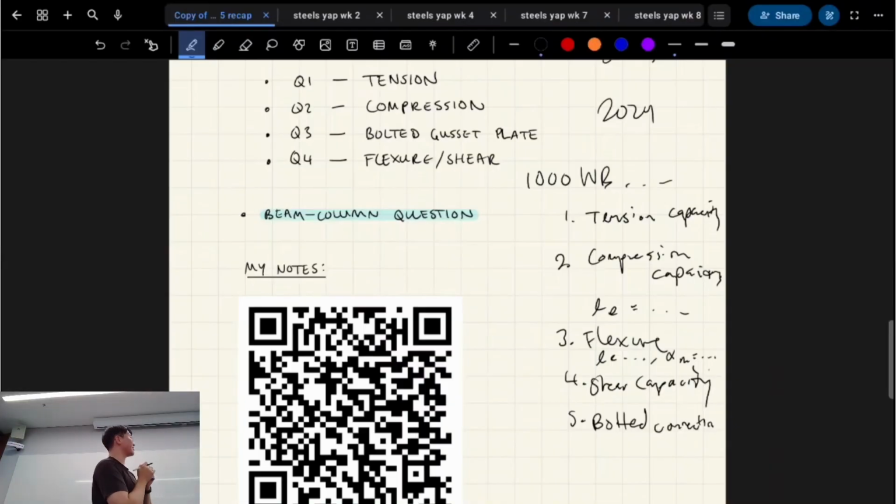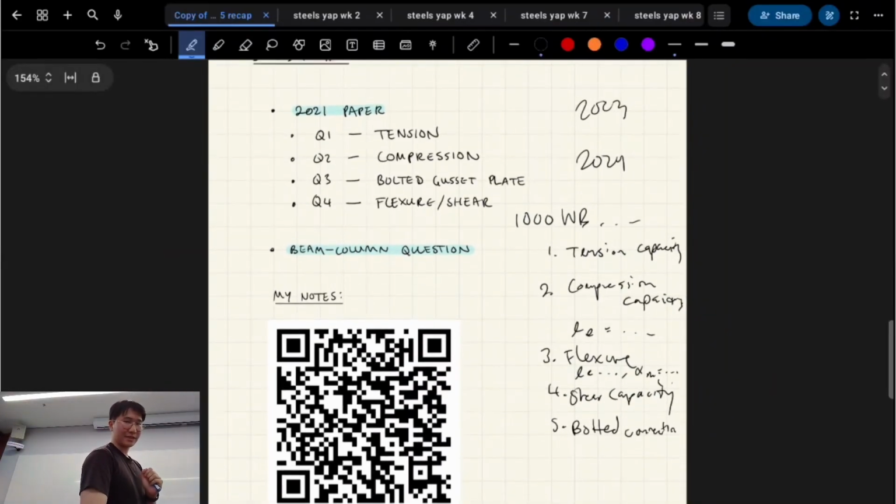So what I'm gonna try to go through today is a 2021 paper. It's from ages ago, but it hits all the key topics. So it's got tension, compression, bolted gusset plate, flexure, shear. And if we have time, we'll run through a beam column question as well, if possible. But that one's more about steps. You know what I mean? Okay, any questions? So there was a lot of context for this course, which I think is important. But if we're all on the same page now, I'll just get started.